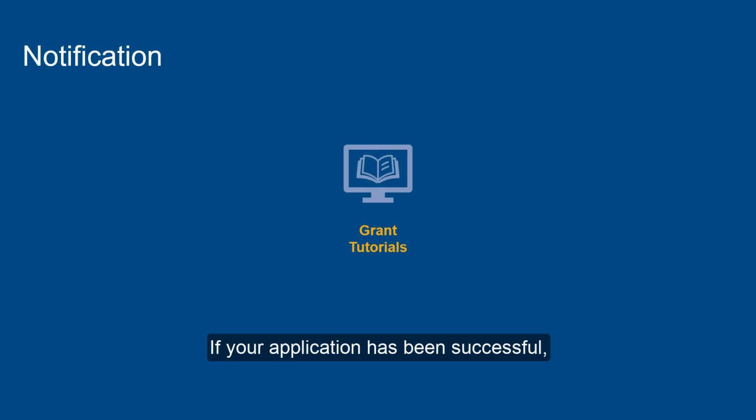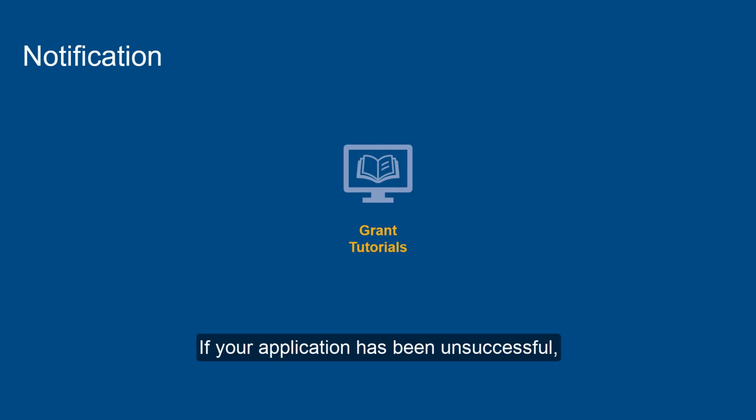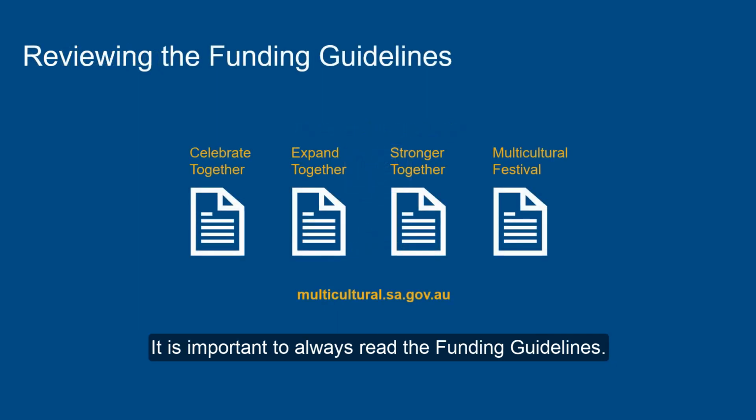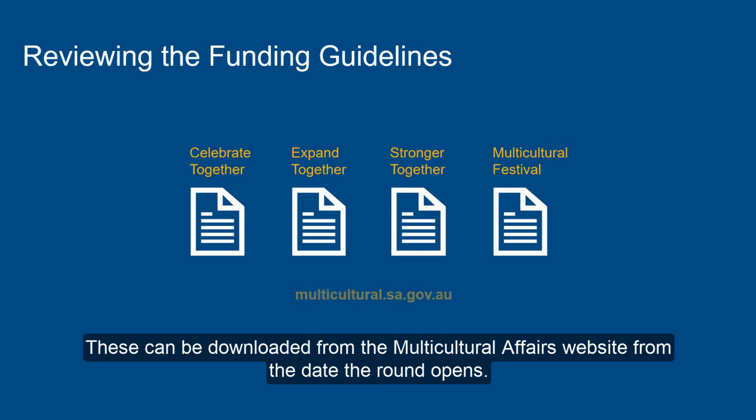If your application has been successful, watch the online grant tutorial Successful Applicants for advice on the essential next steps. If your application has been unsuccessful, watch the online grant tutorial Unsuccessful Applicants for helpful tips on what to do next. It is important to always read the funding guidelines. Every grant round in the Multicultural Grants Program will have its own guidelines. These can be downloaded from the Multicultural Affairs website from the date the round opens.